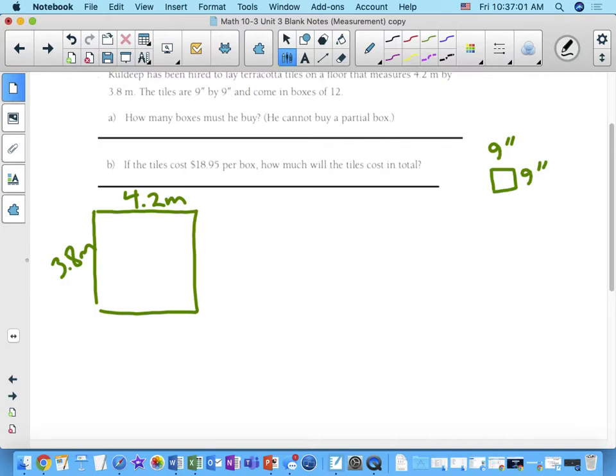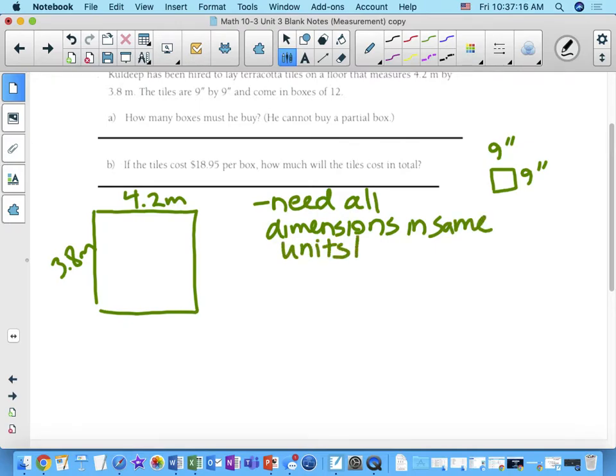Okay, so we need all dimensions in the same units. So the options: centimeters works, feet works, meters works. You'd have to go inches to meters, but you could do that. Okay, and as long as you pick one of those, then you're good.